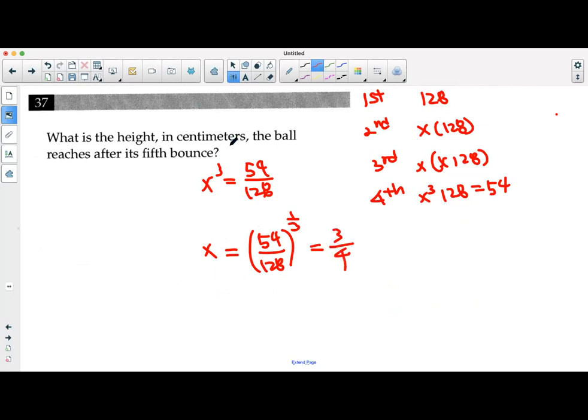But the thing is, we're looking for the height after its fifth bounce. So what we end up getting is that the fifth will be another 3/4 of that. Then we get 40.5. Then that becomes our answer. That's number 37. How about number 38?